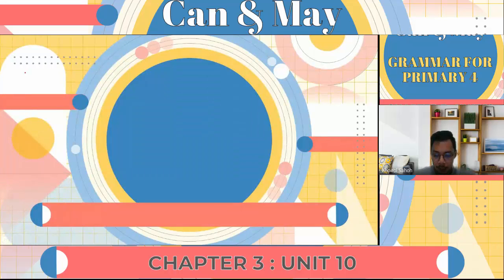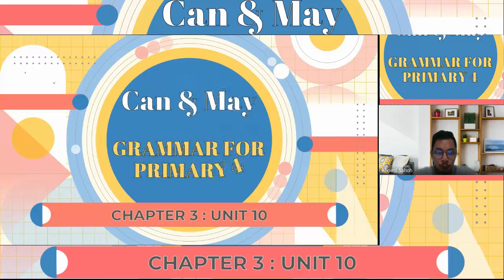And this afternoon, we are going to study grammar for English Primary 4. Today, we are going to focus on can and may. Can is used in talking about ability, and can and may are used in asking permission. It's on chapter 3, unit 10.